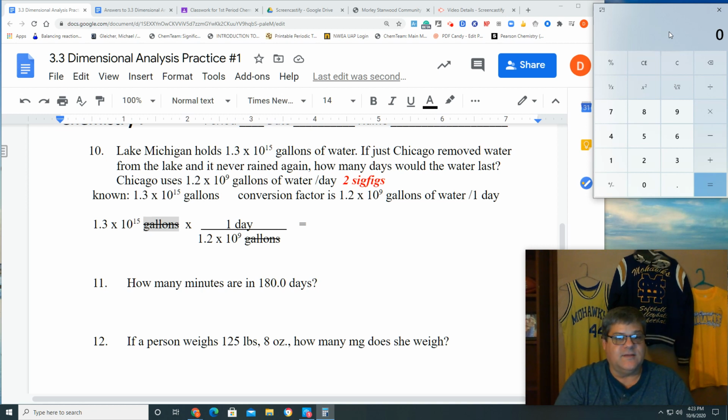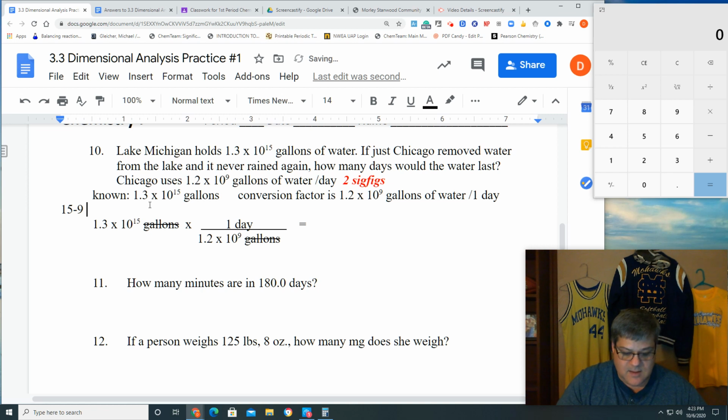That's right. The rule is if I divide numbers that are in scientific notation, I subtract the exponents. Okay, so what we're going to do is I'm just going to write up here real quick. I'm going to say that's the rule. So we're going to take 15 and we're going to minus 9. And that's going to equal 15 minus 9 is 6. Okay, so we know that we're going to have times 10 to the 6th after we get done.